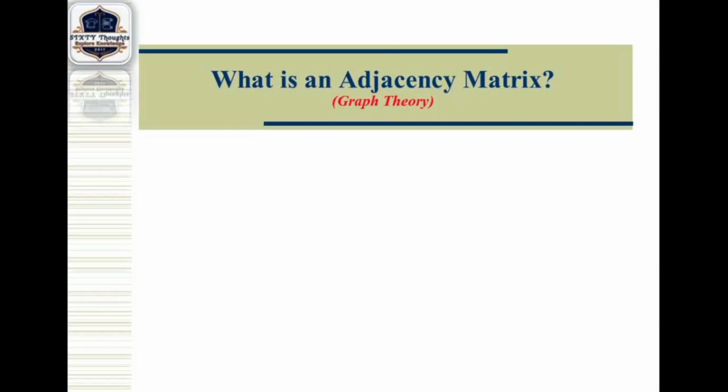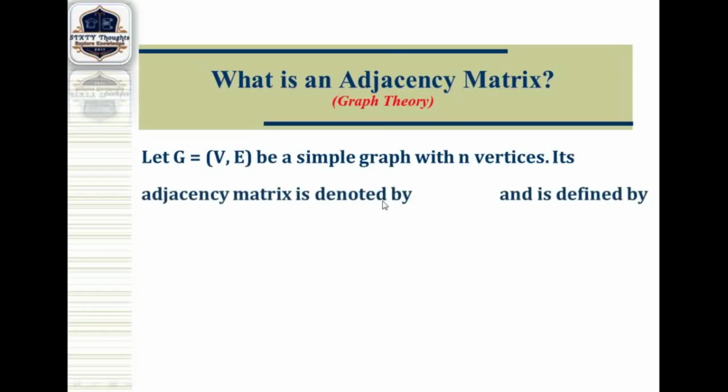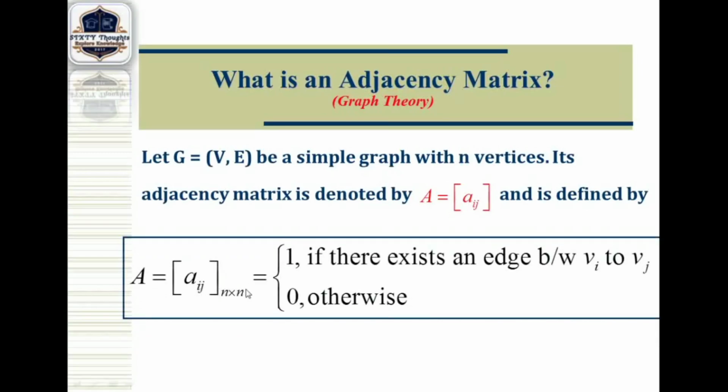Okay, let us see the mathematical definition of adjacency matrix. Let G equal to (V, E) be a simple graph with n vertices. Its adjacency matrix is denoted by capital A equal to [aij], and is defined as A equal to [aij] n by n. This n is called what? Both rows and columns we consider vertices only.